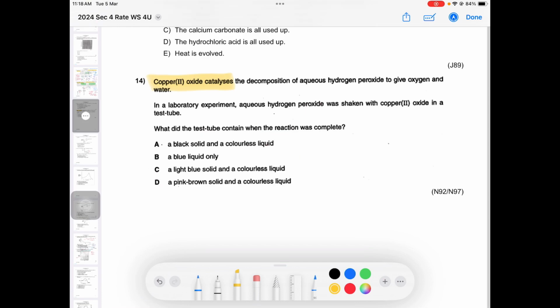Let's look at question 14. Copper 2 oxide catalyzes the decomposition of aqueous hydrogen peroxide to give oxygen and water. So this is very important. It tells you that copper 2 oxide is a catalyst and therefore it should speed up the reaction and remain chemically unchanged.